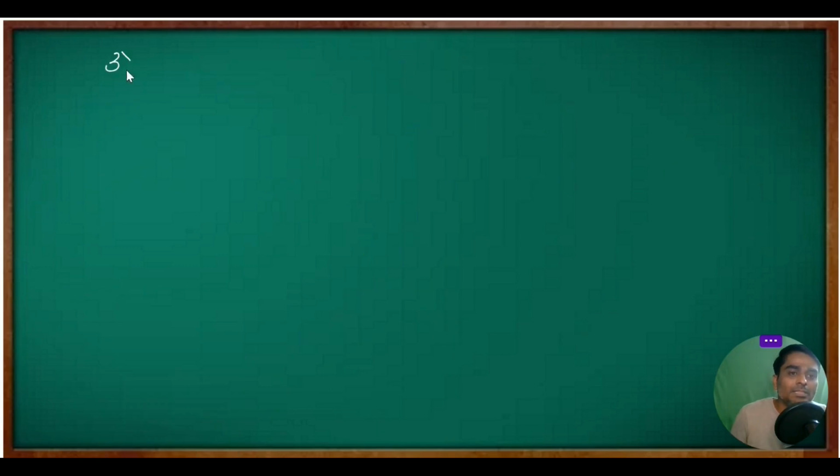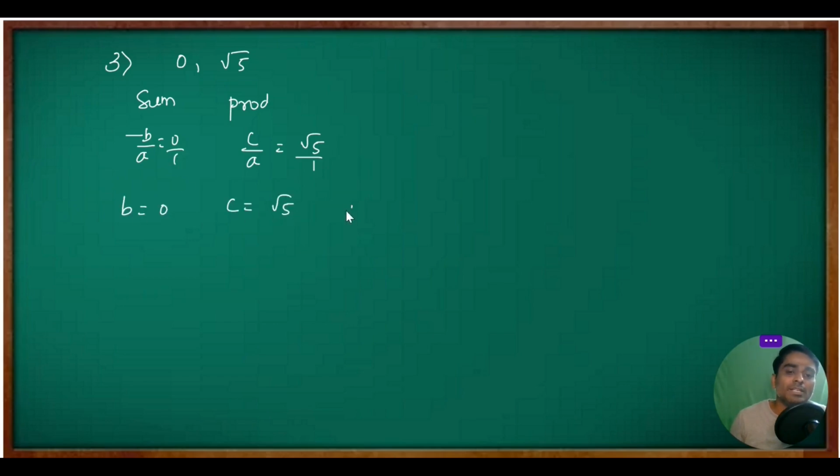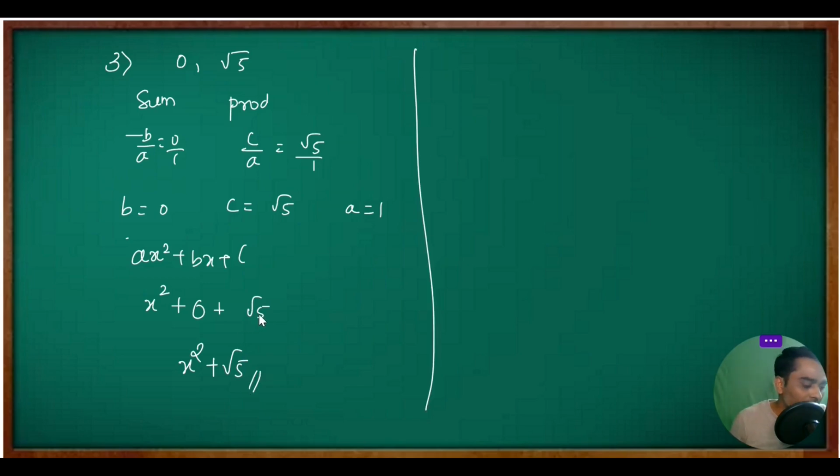Let's take up this third question. In the third question you have 0 comma root 5. This 0 is the sum and this is the product. That means minus b by a is equal to 0 and c by a is equal to root 5. If I write 1 here, it is also 1, doesn't matter. b is equal to 0, c is equal to root 5, a is equal to 1. So what is your quadratic polynomial? ax square plus bx plus c. Since a is 1, x square will remain. Since b is 0, this term will become 0, and this is root 5. So the polynomial required is x square plus root 5. Very simple.